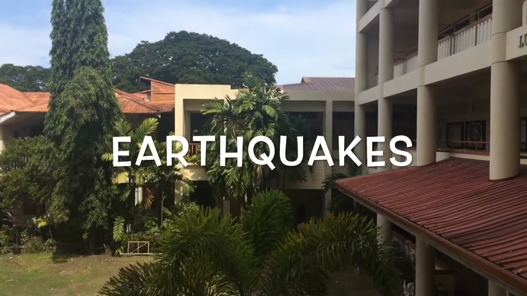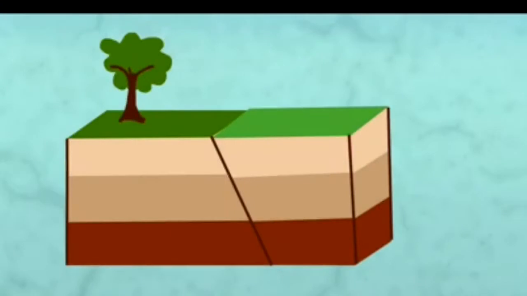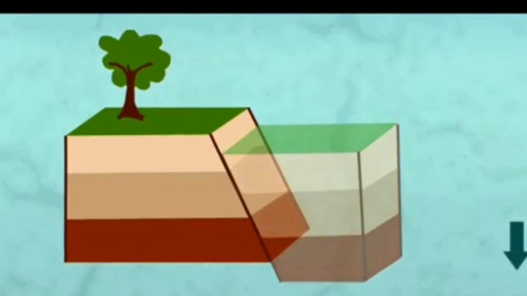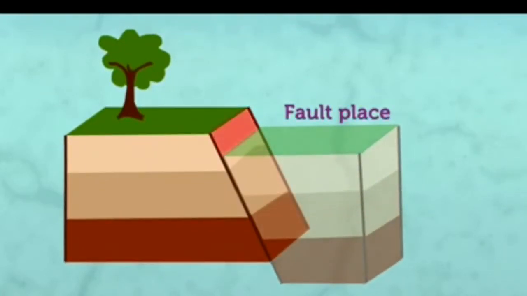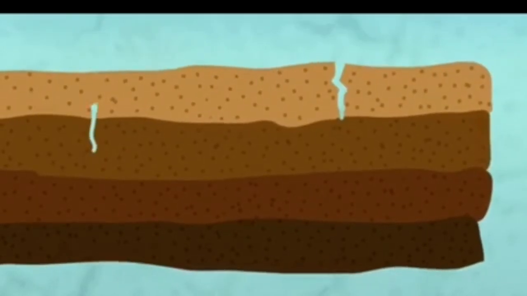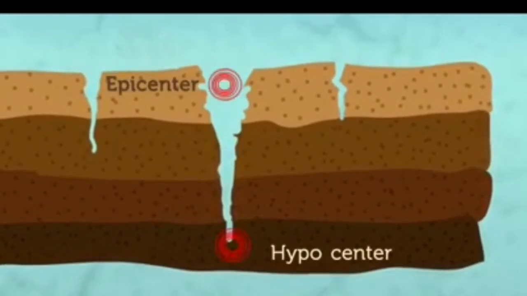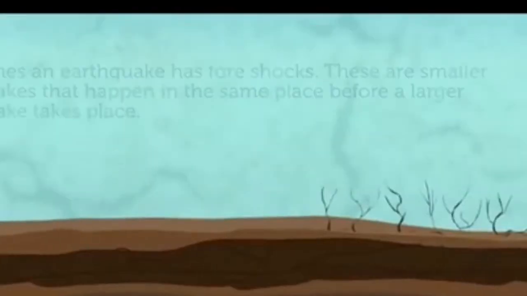Now, let's talk about earthquakes. An earthquake is what happens when two blocks of the Earth suddenly slip past one another. The surface where they slip is called the fault or fault plane. The location below the Earth's surface where the earthquake starts is called the hypocenter, and the location directly above it, on the surface of the Earth, is called the epicenter.